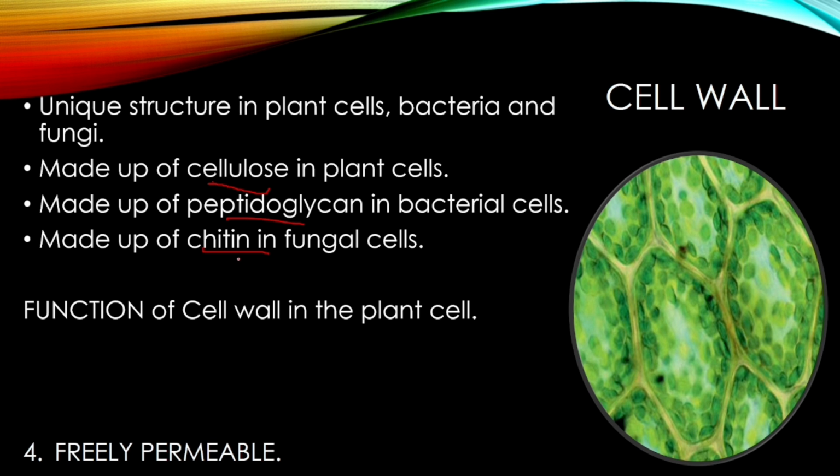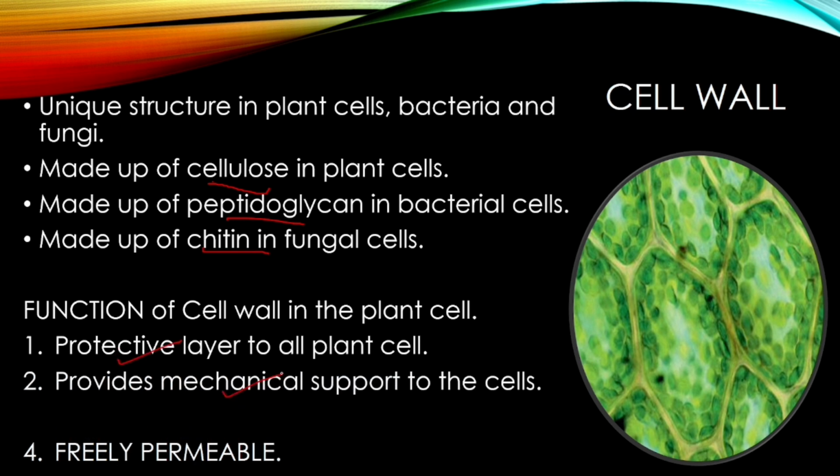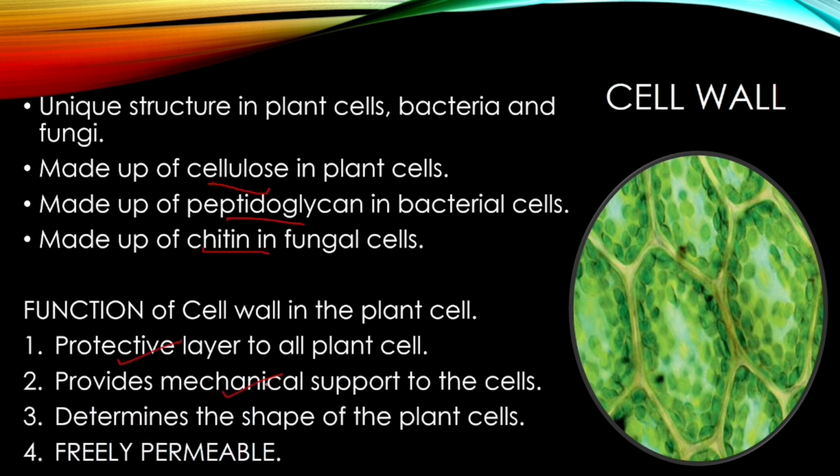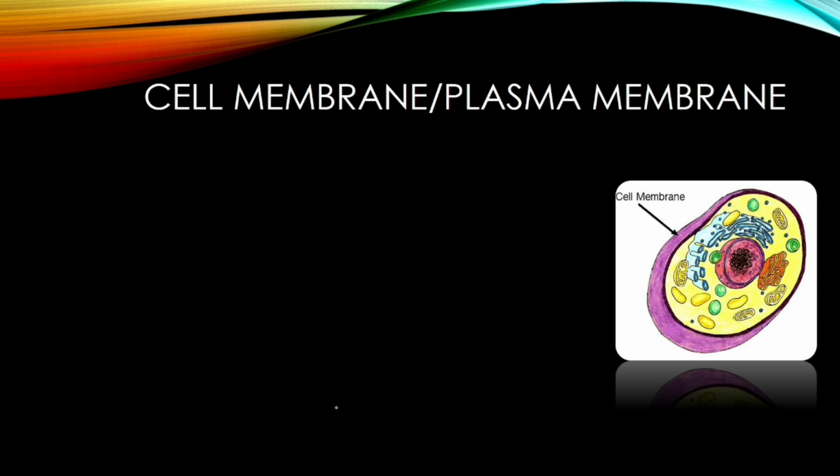Now, the functions of the cell wall: it is a protective layer for all plant cells. It provides mechanical support to the cells and determines the shape of the plant. The most important part is that it is freely permeable. That means the cell wall allows the entry and exit of all substances into the cell. It is the cell membrane which decides what should go inside the cell. Is that clear? Moving to the next, the cell membrane.